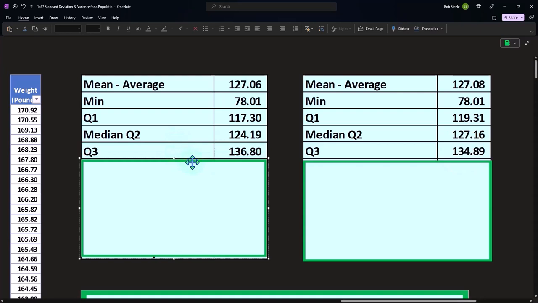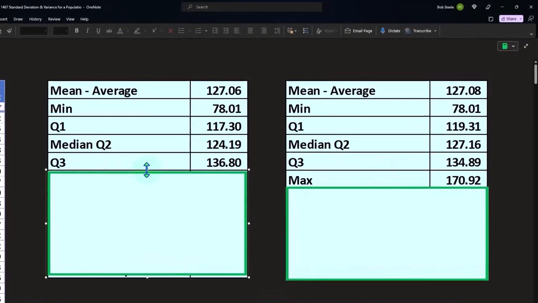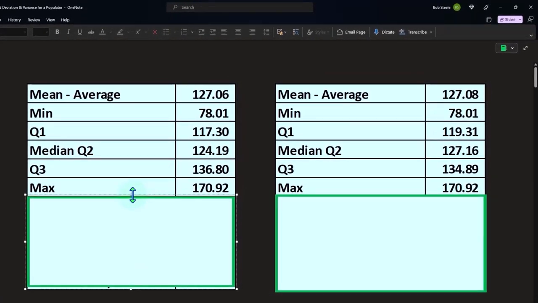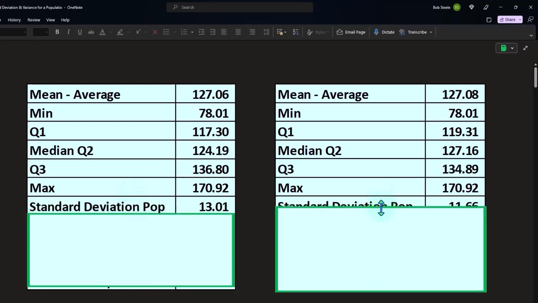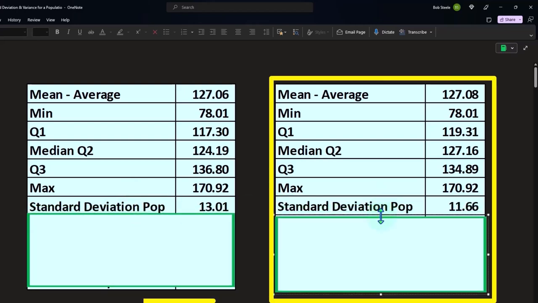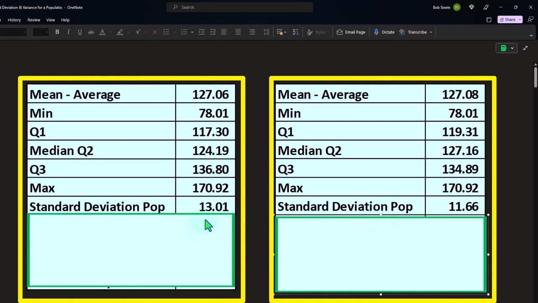Quartile three, 136.8 versus 134.89. Pretty close still. The maximum is the same because I deleted numbers in the middle. Therefore, there's the same maximum, but the standard deviation is now higher, right? So now I've got a 1301 versus 1166, which gives us an idea of the spread, which we might not have gotten a difference in the spread between when I'm looking at just these numbers up top, right?